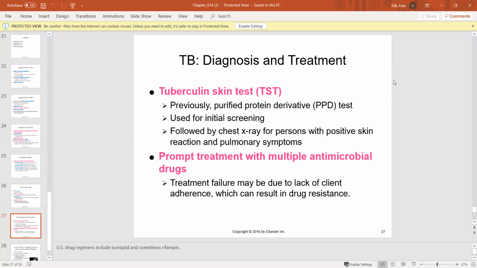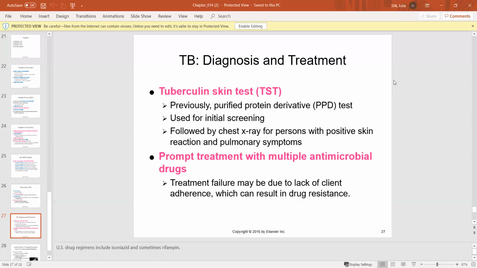So typically, once you get your test, you have to go back and get it read within 48 hours. If that's positive, it doesn't necessarily mean that you have TB. Typically it just means that maybe you've been exposed to it at some time. So then they would follow up and do a chest x-ray. They would try and see if they see anything on that, and they would go from there.